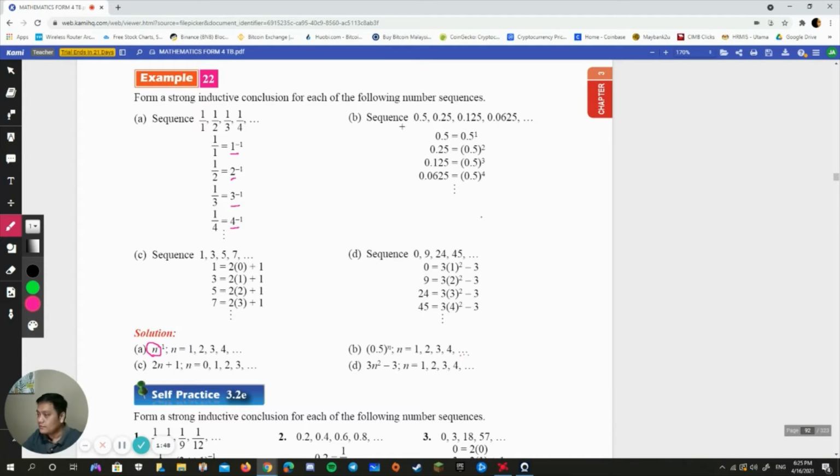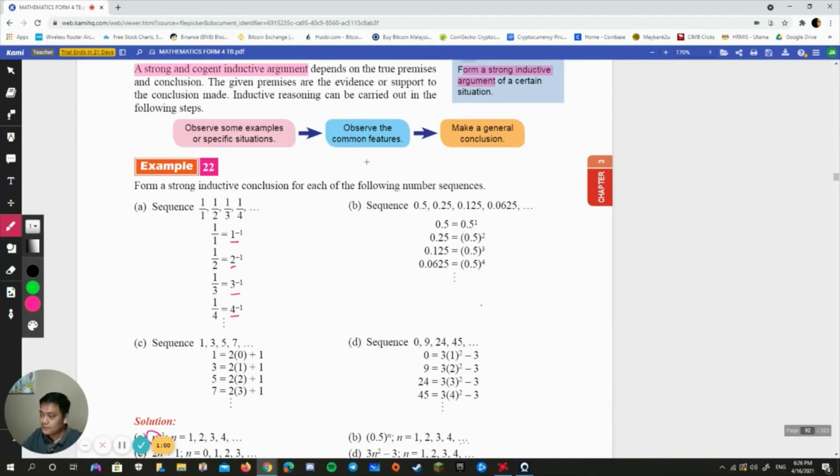And then you look at number sequence B: 0.5, 0.25, 0.125, 0.0625, and so on. 0.5 you can write as 0.5 to the power of 1, and then 0.25 is 0.5 to the power of 2, 0.125 is 0.5 to the power of 3, and 0.0625 we write as 0.5 to the power of 4.